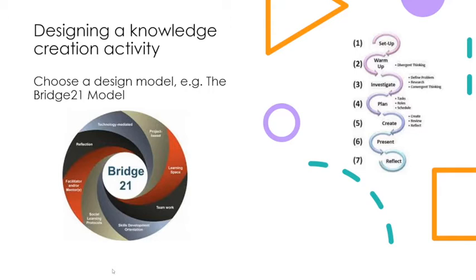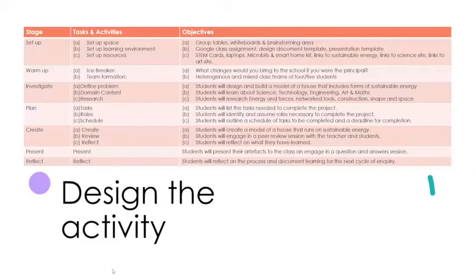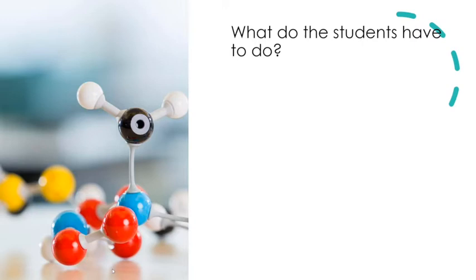Next, I'm going to choose a design model, and the design model I've chosen is the Bridge 21 model, because that aligns with a socially constructivist and socially constructionist approach. Then I'm going to design the activity. So I have a setup stage, a warm-up stage, investigate stage, a plan stage, a create stage, present stage, and a reflect stage. To break it down, what do the students have to do?